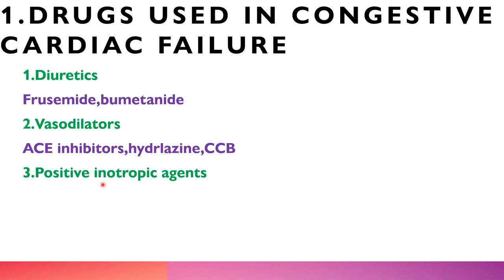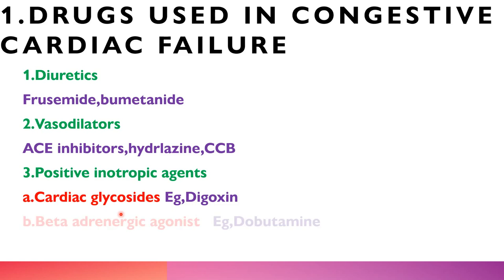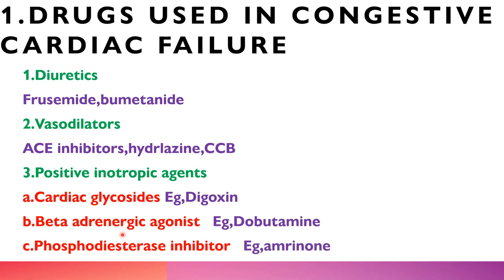Third one, positive inotropic agents. The first positive inotropic agent is cardiac glycosides, for example digoxin. B, beta adrenergic agonists, for example dobutamine. C, phosphodiesterase inhibitors, for example amrinone.